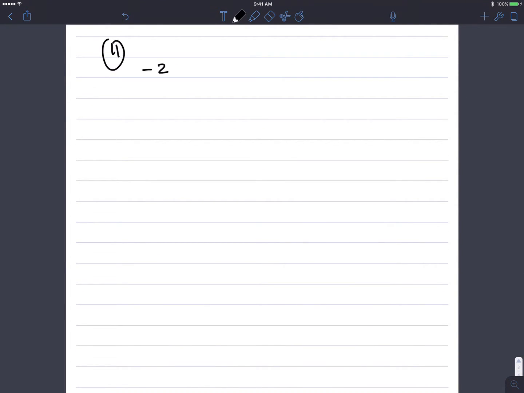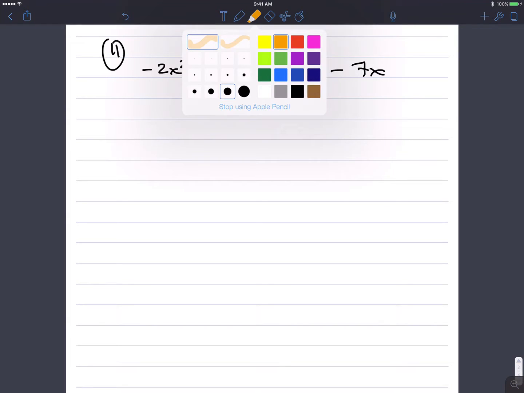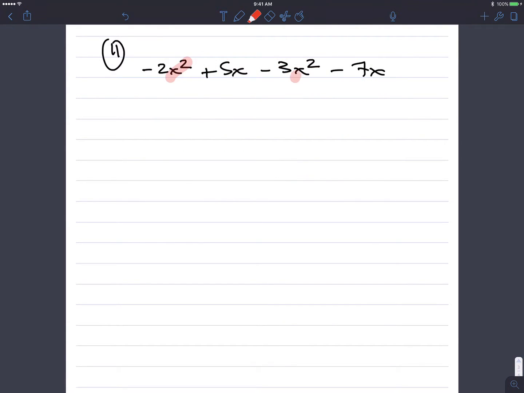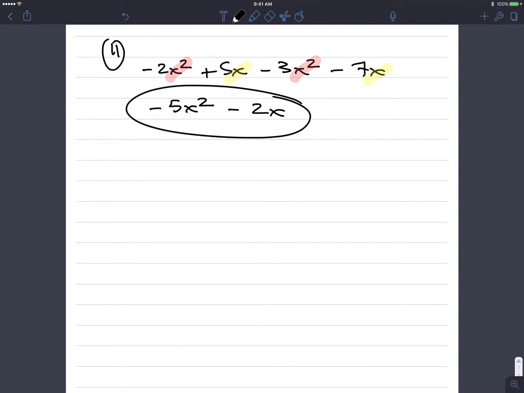Number 11. Negative 2x squared plus 5x minus 3x squared minus 7x. I owe 2 apples. I owe 3 apples. I'm going to owe 5 apples. I have 5 bananas, and I owe 7 bananas. I'm going to owe 2 bananas. And you're done.